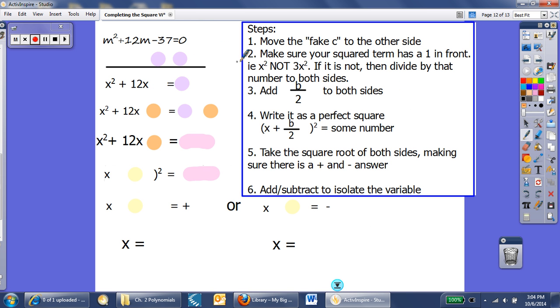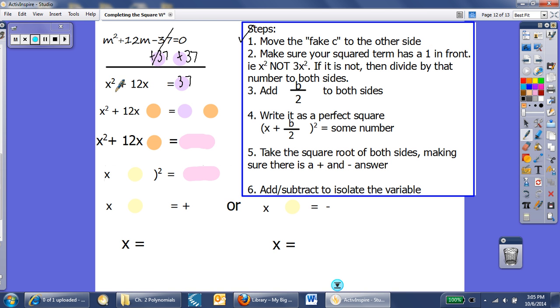We'll look at this one. Here are all the steps now written out. Make sure these are completely done in your notebook, including number 5 and 6 today. Okay, my first step, it says move the fake c to the other side. So I'll add 37 to both sides. So this goes away, and 0 plus 37 is 37 comes down. Step 1 is done. Step 2, make sure your squared term has a 1 in front.